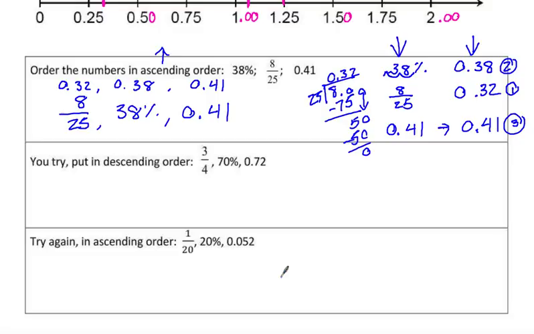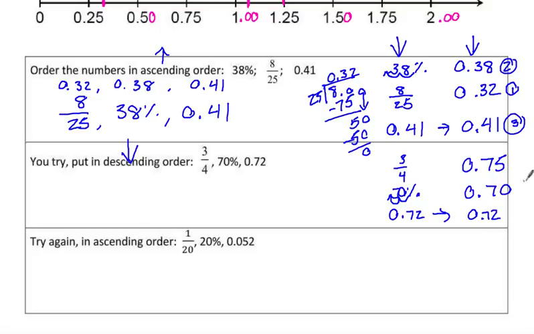So let's try another one. We'll set it up like that. So let's put them in descending order. That's going down. So I have 3/4, 70%, and 0.72. 3/4 is like 3/4 of a dollar. 3/4 is equal to 75 cents. If you need to do the long division, you can, but that's an easy one to remember. 70%, move the decimal 2 times, it becomes 0.70. And then the last one I'm just going to slide over is 0.72.